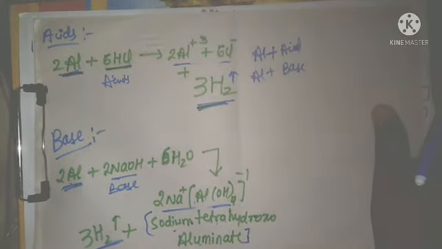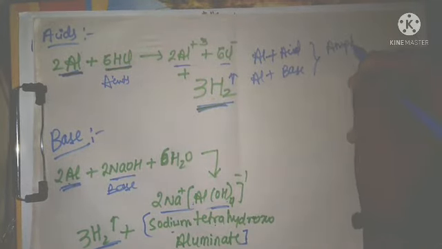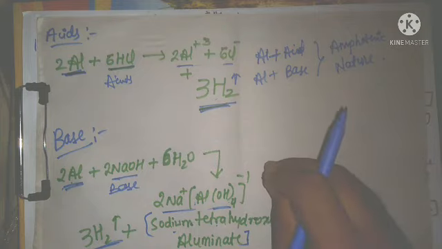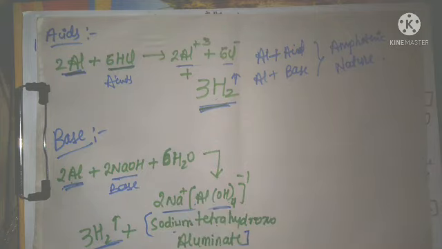When this aluminium reacts with both acid and base, what is the nature of aluminium? Amphoteric nature. Which nature it is? Amphoteric nature. Means oxides and hydroxides of aluminium are amphoteric in nature. This is the reaction of aluminium with acids and bases. This completes the second reaction, right? Next we will go for the last one, reactivity towards the halogens. Last one, third one.